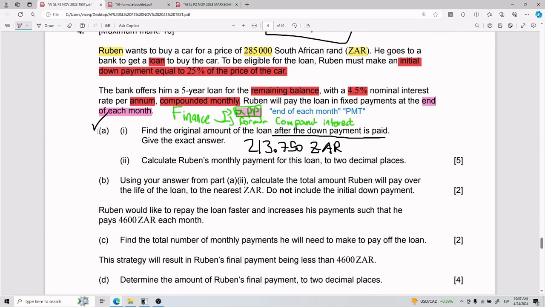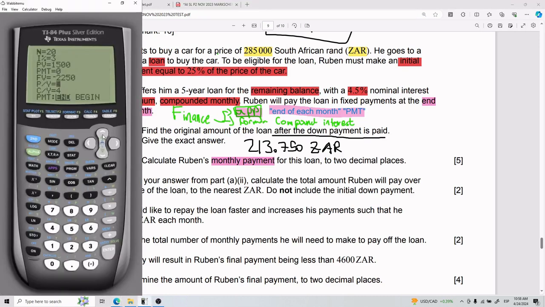And so here, for part A, part (i), you need to calculate Ruben's monthly payment for this loan to two decimal places. And so if you're trying to find the monthly payment, you're trying to find PMT. We already said that at the end of each month, our monthly payment is going to be PMT. So that means in this solver, I'm going to put everything as zero, okay, just so that we understand our approach. So everything will initially be zero, and, whoops, I'm going to make these one because of the domain, and I'm going to show you how I fill everything in.